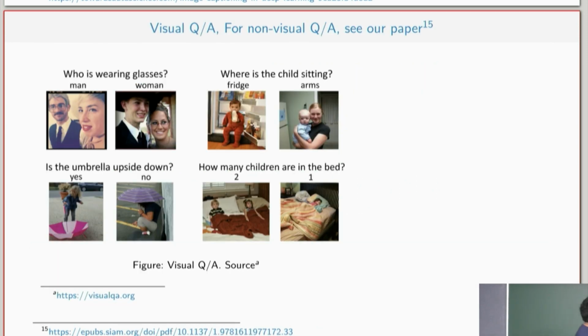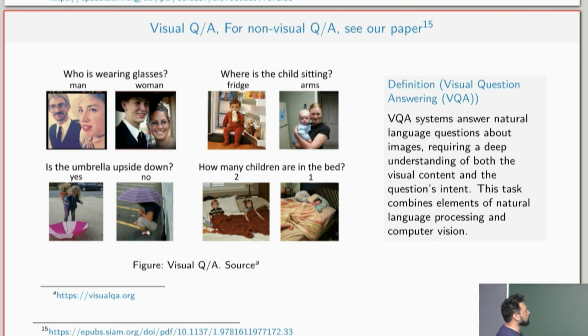Visual question answering. An image is given, and you are supposed to answer a question after looking at the image. There are multiple choice questions; in this case, two choices are given. You have to say who is wearing the glasses. In the first one, it's the man wearing the glasses, and in this case the woman is wearing the glasses. Where is the child sitting? On the fridge, and here in the arms. Is the umbrella upside down? Here it's yes, here it's no. For us it looks easy, but for a computer these things are not that easy. So this is called visual question answering.